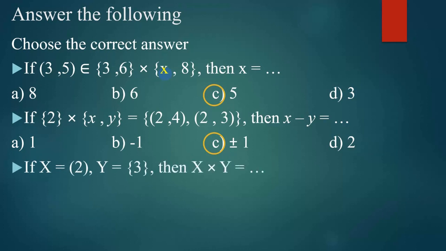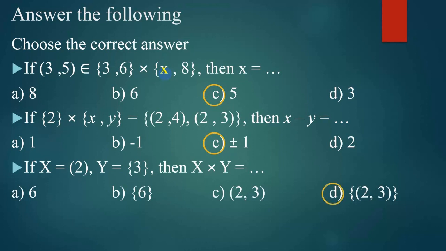If x is the set of 2, again ignore this mistake, it's supposed to be a curly bracket. x is the set of 2, y is the set of 3, then x cross y equals {(2, 3)}, or the set of ordered pair 2, 3. Exactly, it's number D.